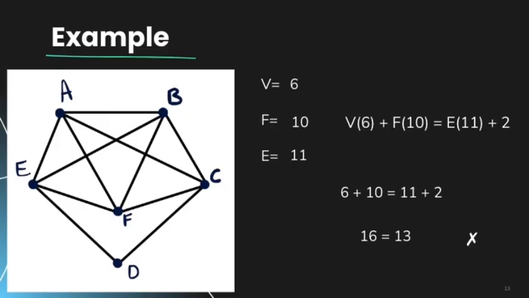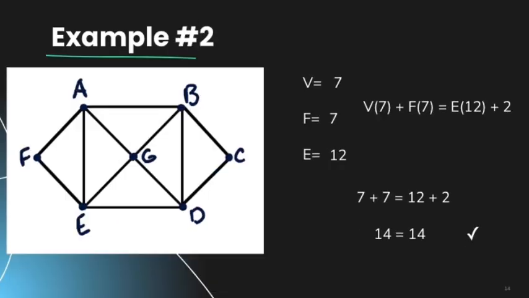Since the two sides of the equation are not equal, this means that this graph is non-planar, meaning that this graph cannot be drawn without edges overlapping.